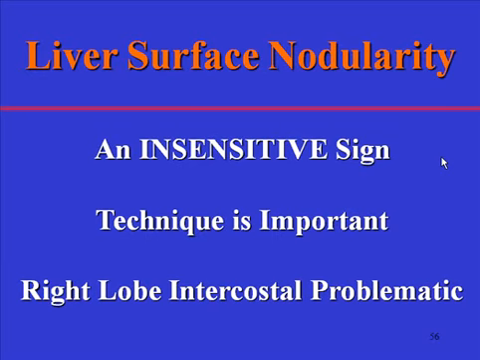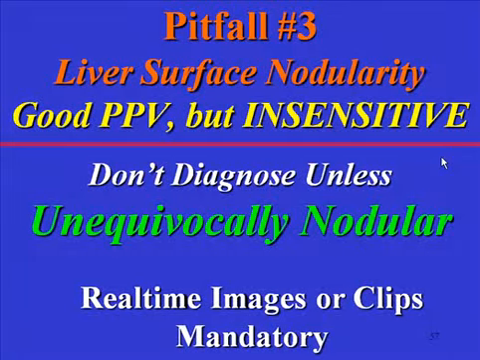We always scan ventrally in the midline using a high-resolution transducer to see the anterior surface of the left lobe. So one pitfall, with regard to liver surface nodularity, is that it has a very good positive predictive value, but it's insensitive. That means if you have an unequivocally nodular liver surface, you can pretty much take it to the bank, with some exceptions, that the patient has cirrhosis.